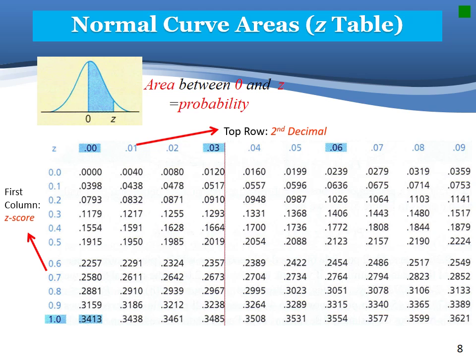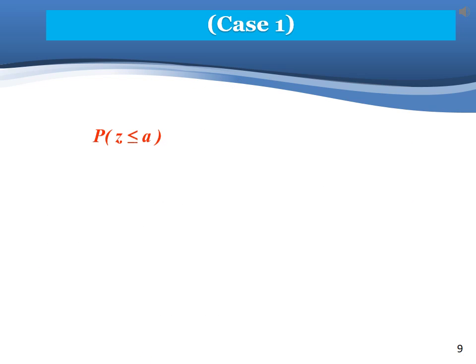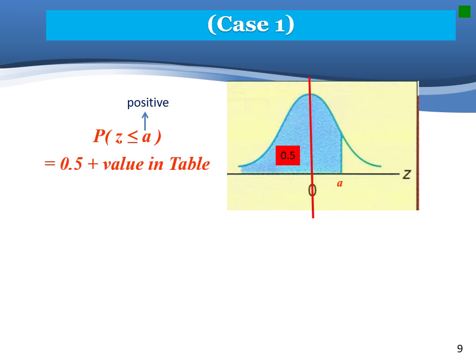In the z-table, the body of the table gives the area between 0 and the z-score z, which is the probability. The z-scores are listed in the left-hand column, which is the z-score first decimal, and in the top row, which is the z-score second decimal. Now let's see different cases.